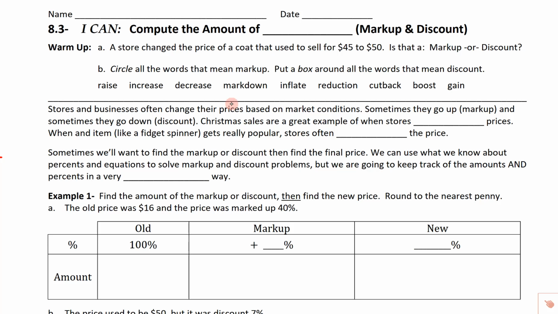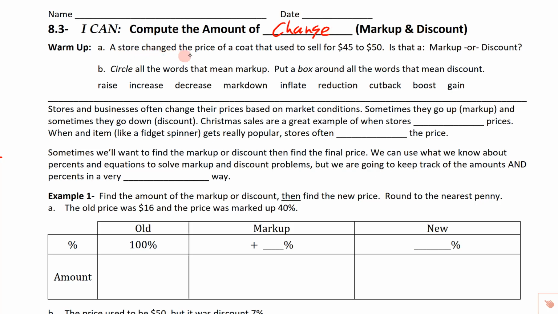All right, this is section 8.3. I can compute the amount of change. Now, when we talk about change here, we're not talking about change for money. We're talking about the amount that things have changed. So we might be measuring lots of different things like either dollar amounts or the amount of production or different things like that. So a lot of times these will be called markup and discount.